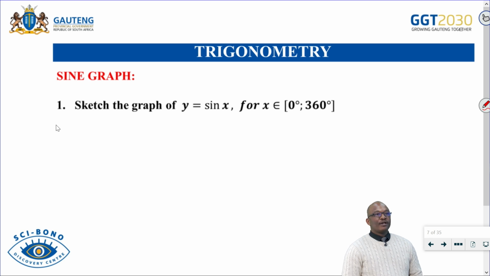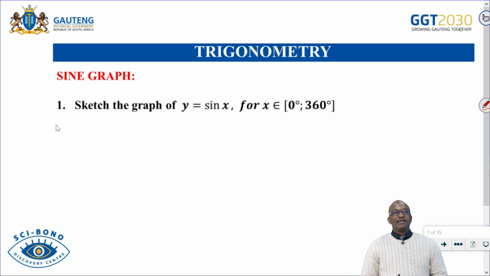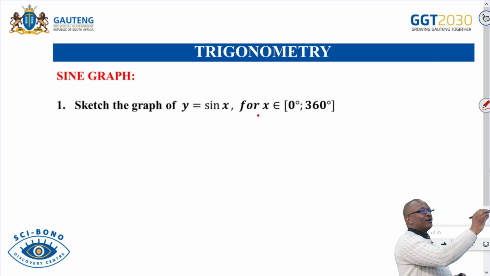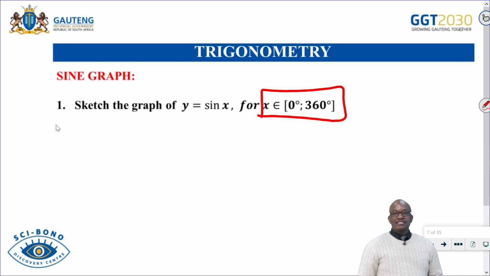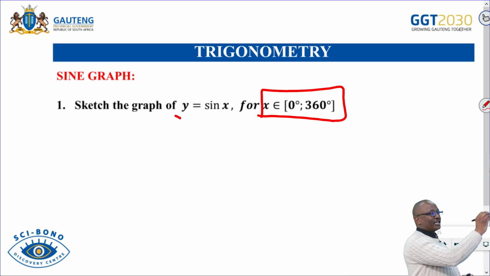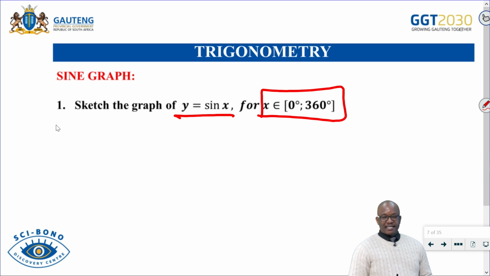Okay? So now, without any waste of time, let's now learn how to sketch the graph of sine. Remember, the question says sketch the graph of y is equal to sine x, for x is an element of 0 to 360. So here we have your restriction. We can call it a restriction or an interval. Remember, they are telling you that the values of x must start from 0 and they must end at 360. That is our restriction. And what are we sketching? We have to sketch the graph of y equals sine x.